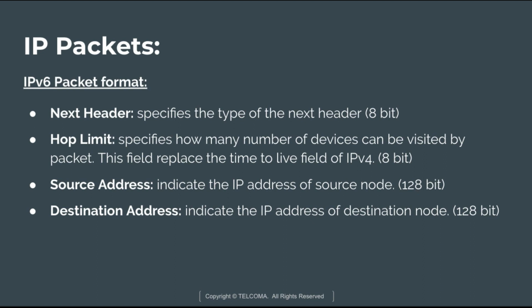Here the extension headers are like hop by hop option, source routing, fragmentation, authentication, encapsulating security payload, and destination option. According to their use, we will define this extension header, and these are optional fields. Extension headers are added to IP packet to give greater functionality to these packets.